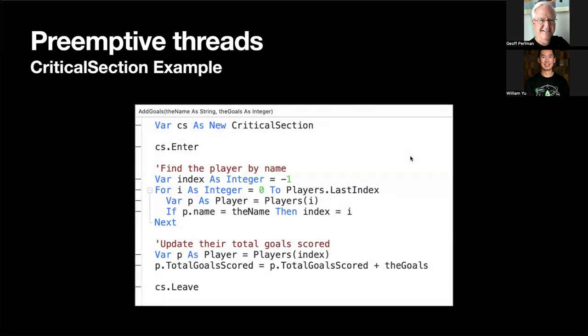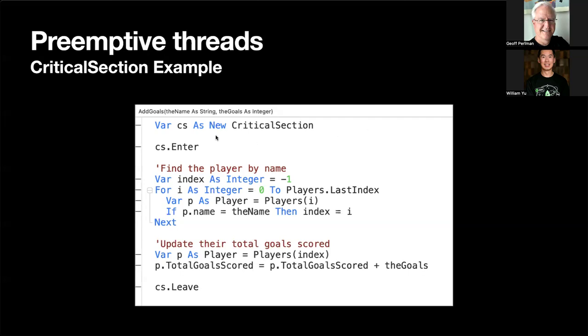So here's a really simple example of a method that's using a critical section. This method's called add goals, and the idea is that maybe you have a sports team, like a hockey team, and you call this and pass a player's name, and you pass in how many goals you want to add to their total, and it's going to find the player in an array of players, and then add the number of goals you've passed. Of course, this is modifying the contents of an object that's part of an array, and so you want to make sure that if you have multiple threads they're not doing that at the same time.